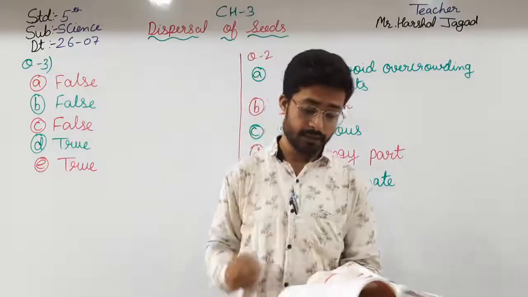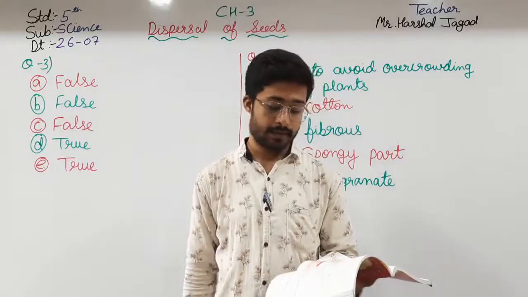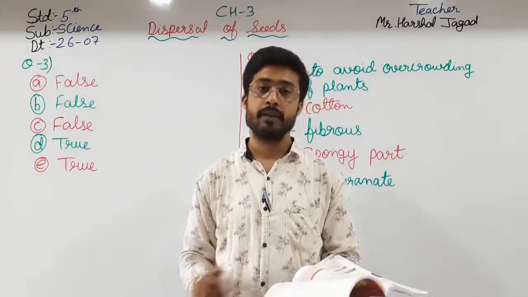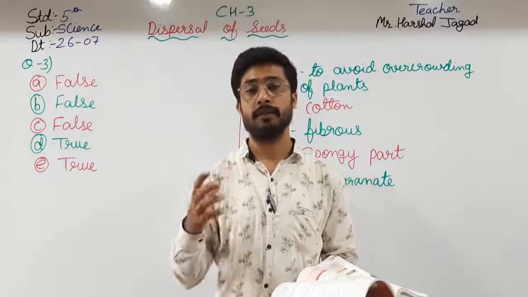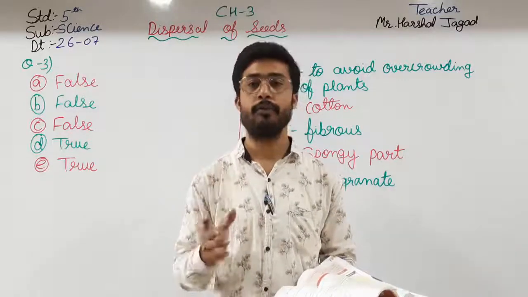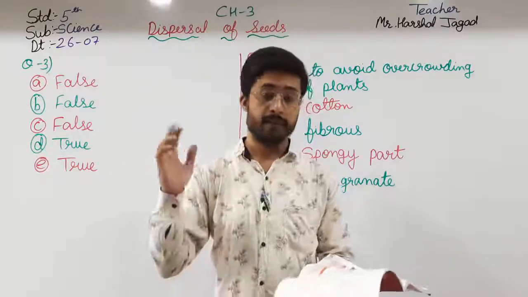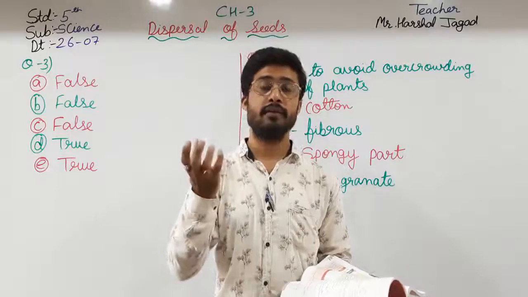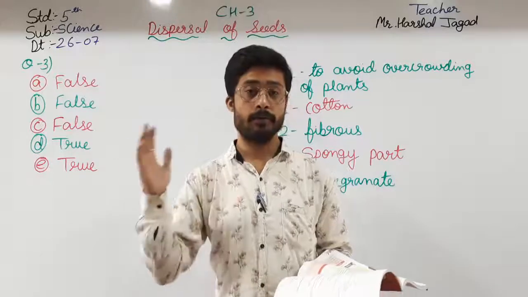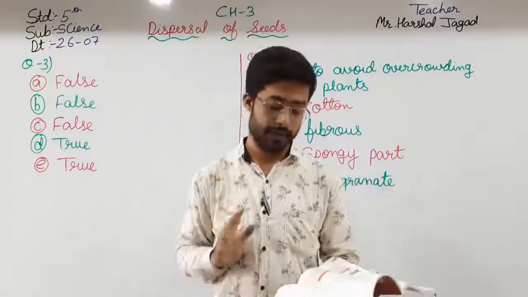Then the third one: why are seeds that are dispersed by wind light, dry and fluffy? Because they are very light, so they can easily move, and also they are dry. If they are not dry, they can easily fall down. And fluffy, so that they can easily move or float in the wind.